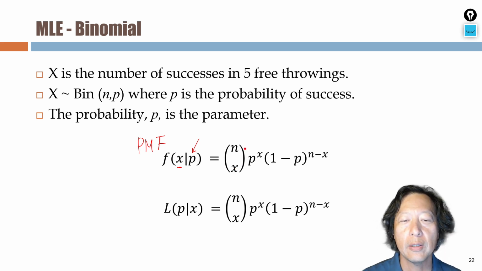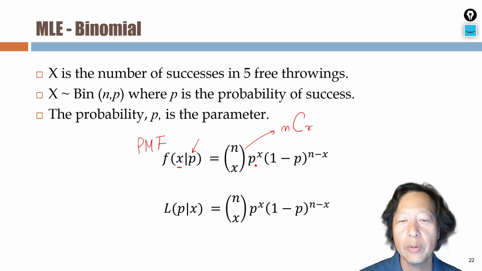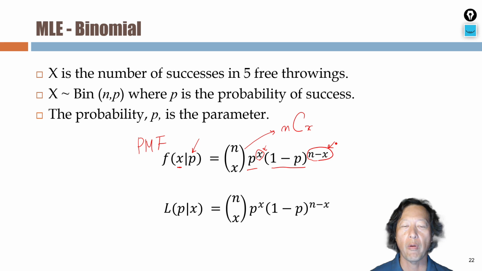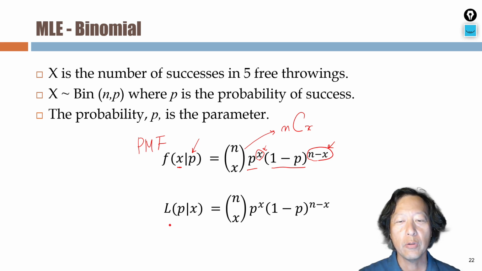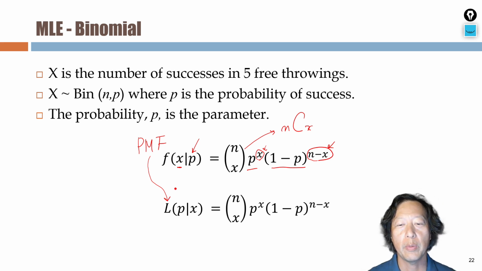This nCx is the same as the n choose x. If you're familiar with this expression, this is the combination: how many different ways we can choose x items out of n items, and order doesn't matter. The success will happen x times, and the failure will happen n minus x times. This is the failure probability, and this is the success probability. This is the number of successes, this is the number of failures. And for the likelihood function we will just borrow the PMF as a likelihood. Here this is the actual probability.